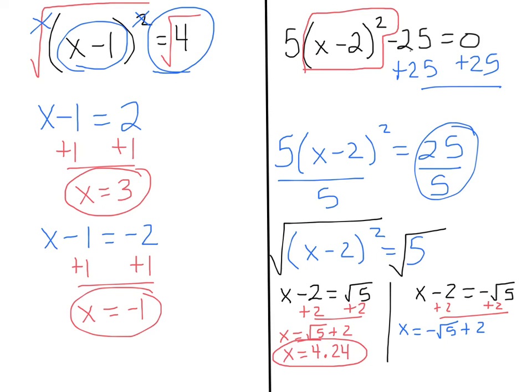So when I type that in, I got x equals negative 0.24. And I rounded 2 places past the decimal. x equals negative 0.24.